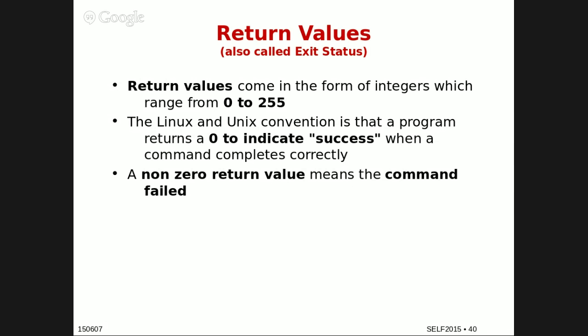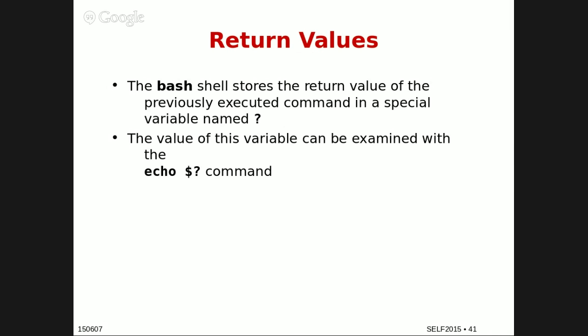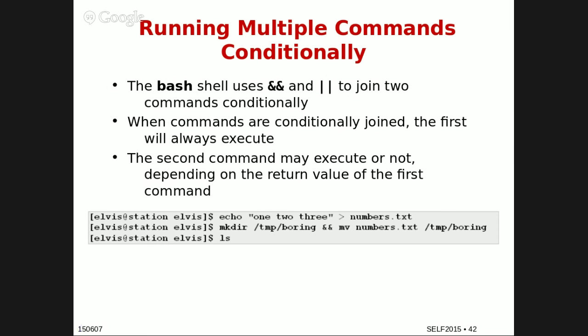This seems like a minor thing, but it actually is a big deal because you can use return values in your scripts to figure out if something is working or not, and then correct the problem with additional lines of code in your script. So how do you see the return value? If you want to see it, there's a special variable that contains the return value of the previous command, which is a question mark. So you echo $? And you will either see a 0 or a non-zero number up to 255.